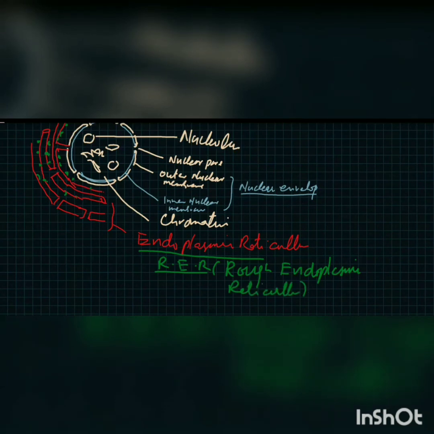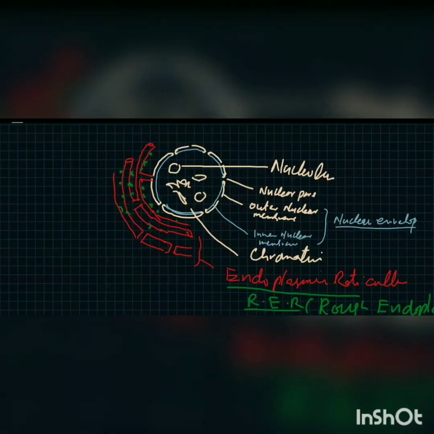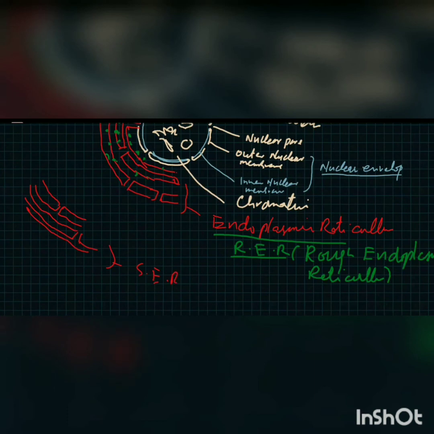Okay. Further on the outer side, it has another type of endoplasmic reticulum which doesn't have any ribosomes attached on it, and it is known as smooth endoplasmic reticulum. Okay.